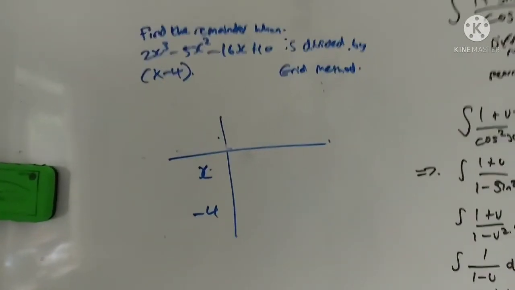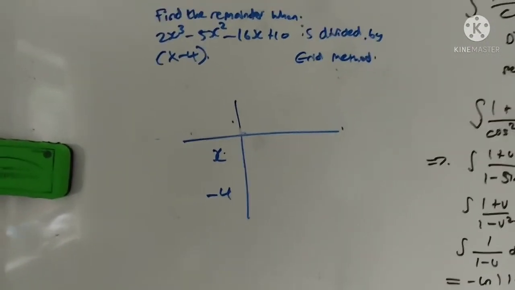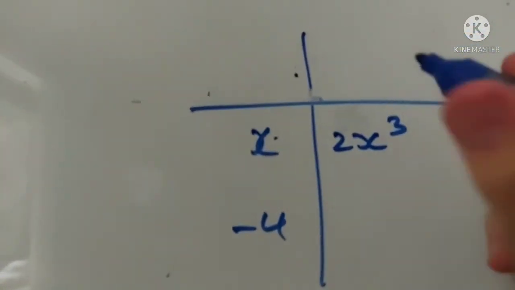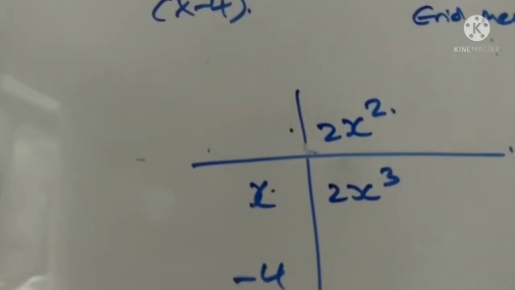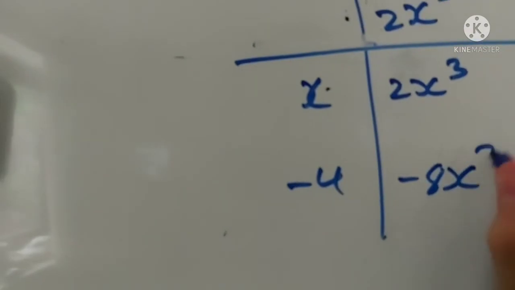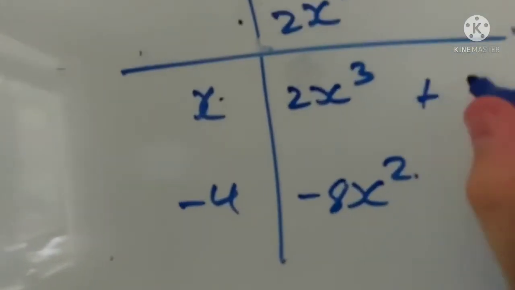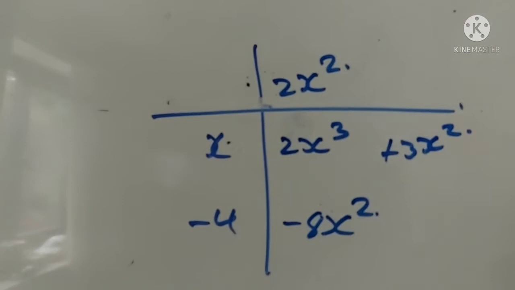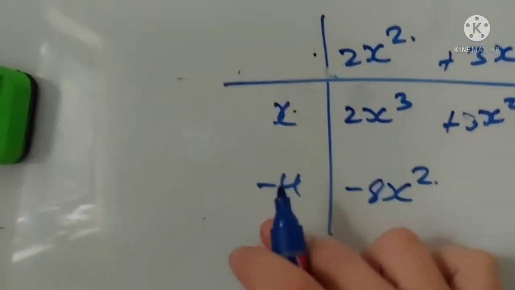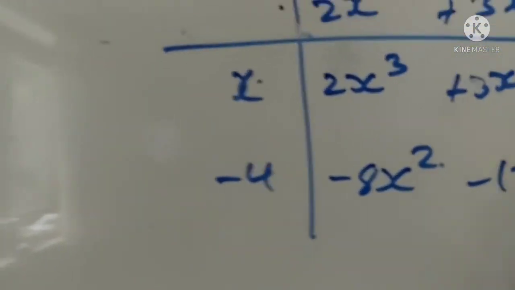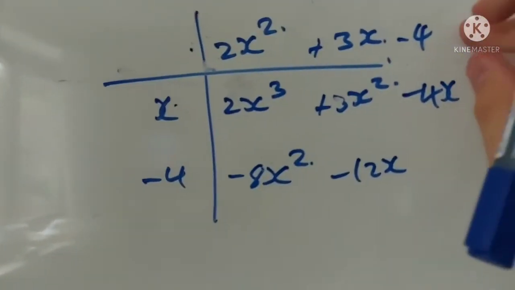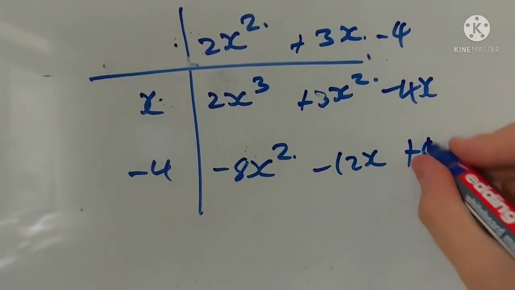And I do apologise for that. Okay. So, I want 2x cubed. So I'm going to have to multiply by the 2x squared. That goes up there. 2x squared times minus 4 will get me to minus 8x squared. I want minus 5x squared, so I'm going to have to add 3x squared on. And I'll get a plus 3x. And plus 3x times minus 4, so I get minus 12x. Means I have to take another 4x away. Get minus 4. Minus 4 times minus 4 will get me plus 16.